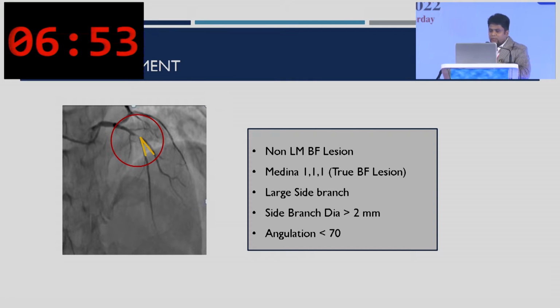So we consulted with the patient's attendants, and we decided to go for revascularization. We gave the patient all the options, and they also gave their consent to go for the PCI.